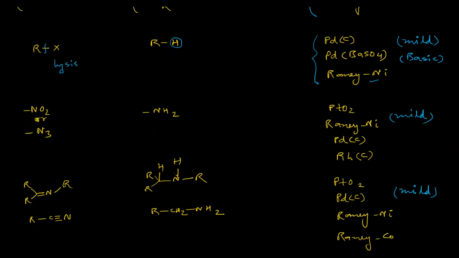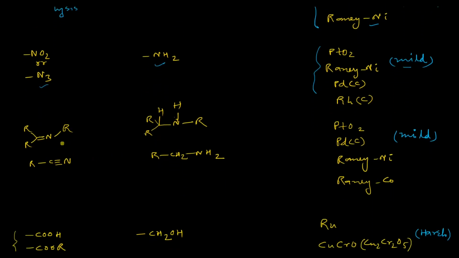If you want to transform a nitro group into the corresponding amine, or an azide group into the corresponding amine, then you can use these three catalysts: platinum oxide, Raney nickel, or palladium on activated charcoal. In all these three cases, very mild reaction conditions are required.